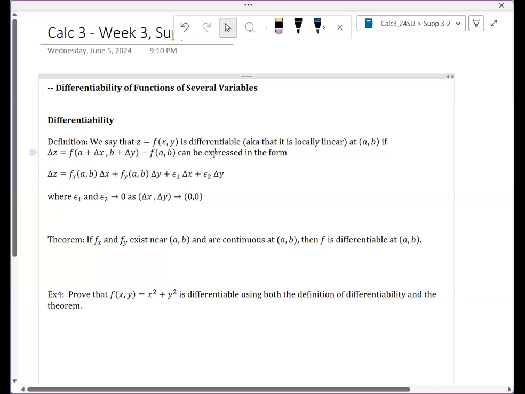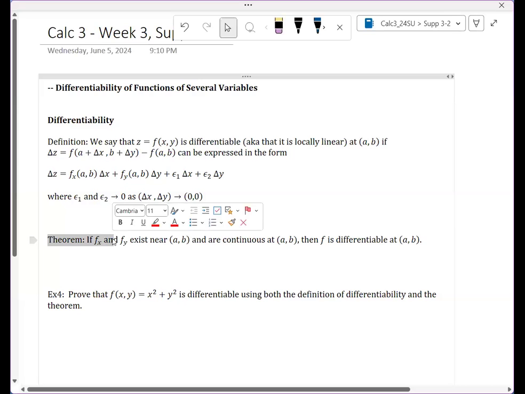If this delta z can be expressed in the form delta z equals f_x delta x plus f_y delta y, so like our linear approximation, plus two other terms, epsilon 1 times delta x plus epsilon 2 times delta y, where specifically epsilon 1 and epsilon 2 both go to 0 as (delta x, delta y) goes to (0, 0).